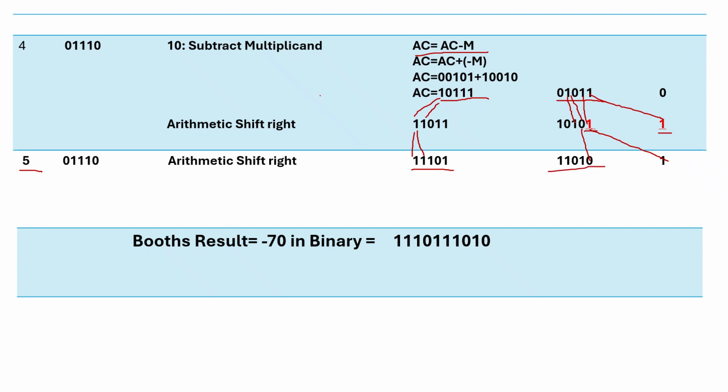Now at the end we check the value of AC and Q. The value of AC and Q combined gives minus 70 in binary. So the result is 1 1 1 0 1 1 1 0 1 0, which is the 2's complement of minus 70. So this is the final result we are getting here.